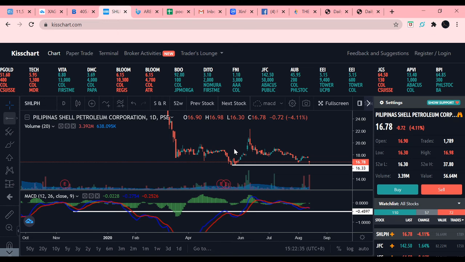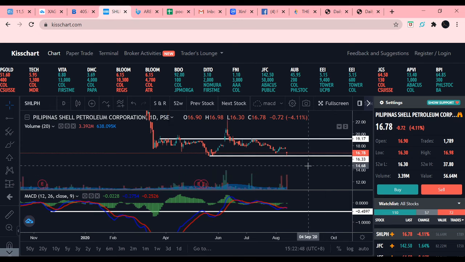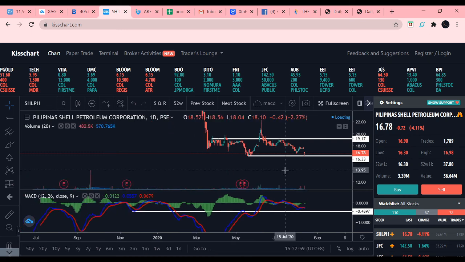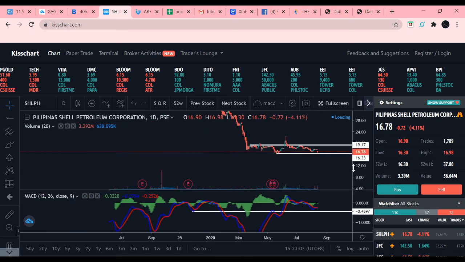So, yeah, I think that's it for muna. For me, tingin ko it's still trade zone muna sa akin. I will wait for the bagong support. Bagong support talaga ina-expect ko, or at least a confirmation na 16.30 is already the support. Kasi bagong low yan.